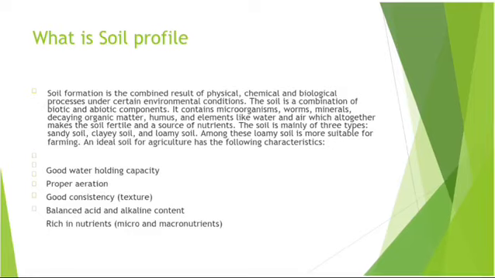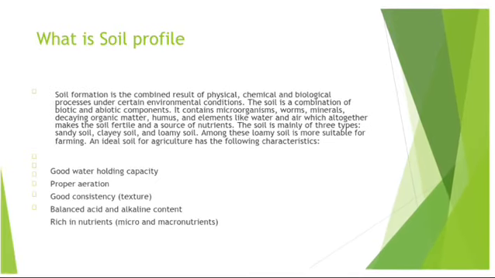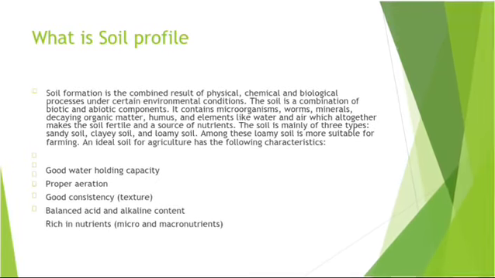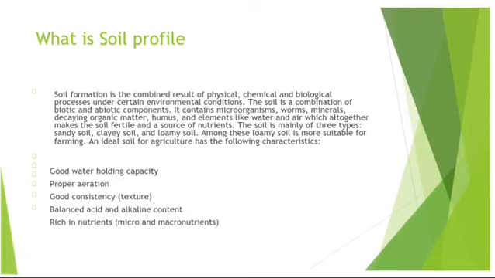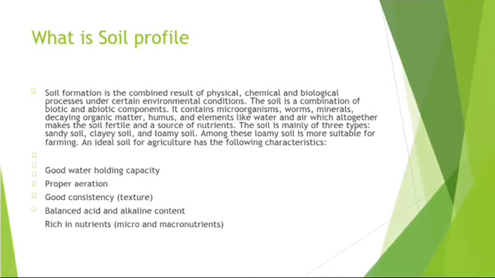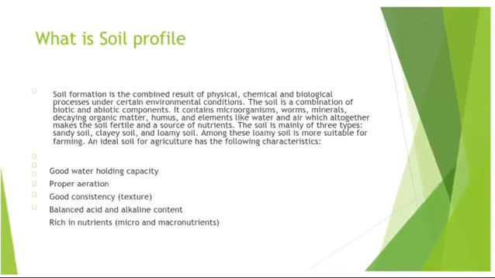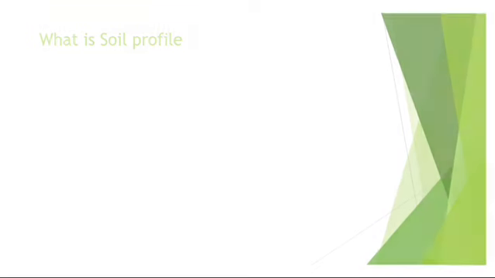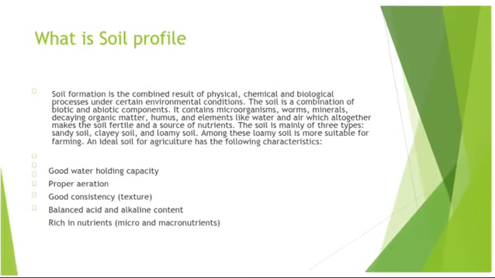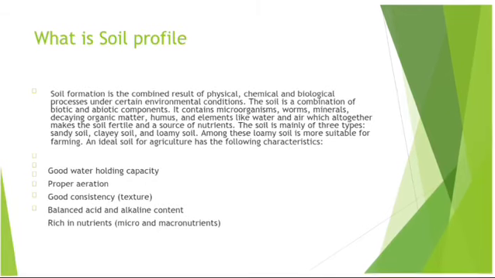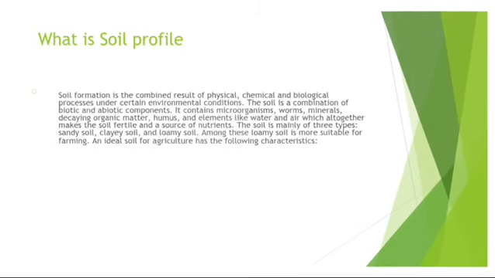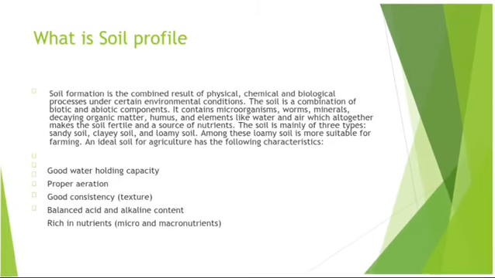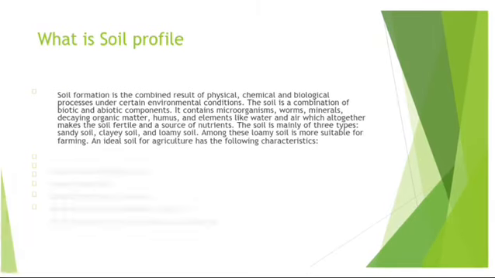Soil profile. Soil formation is the combined result of physical, chemical and biological processes under certain environmental conditions. The soil is a combination of biotic and abiotic components. Generally, how does the soil form? Soil formation is a combined result of physical, chemical and biological processes under certain environmental conditions.